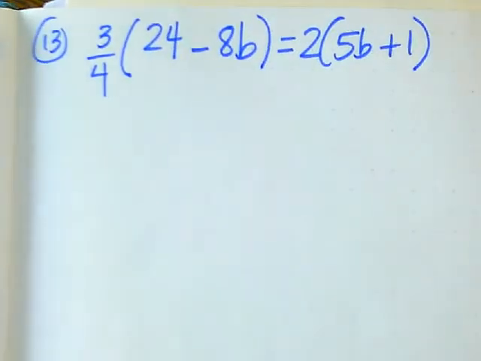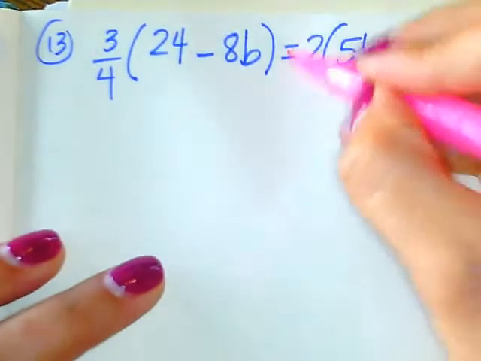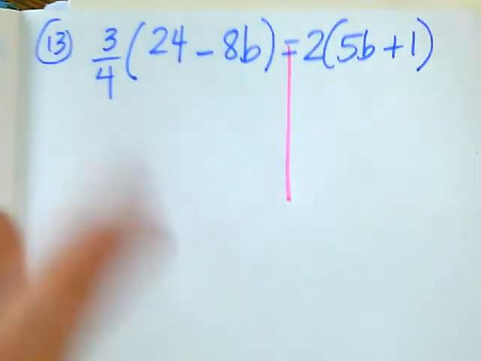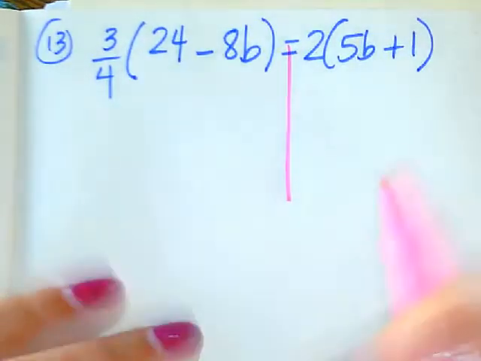Alright guys, final review question. So my first step is to put the line down the middle. Now before I ignore one side and simplify it all the way, I notice there is a fraction. So I need to get rid of that.